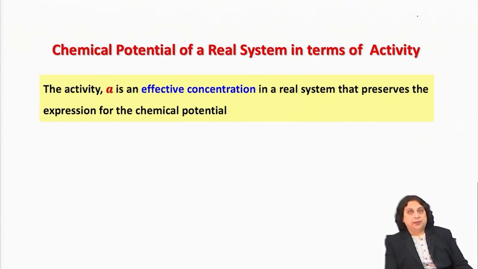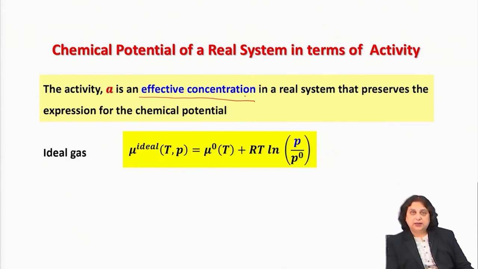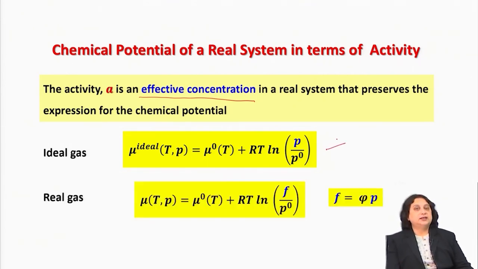Now, with this idea in our mind, let me then introduce the concept of activity in relation to writing down the chemical potential of a real system. And here is how we define the activity. The activity A is an effective concentration in a real system that preserves the expression for the chemical potential. The example that we have discussed in detail is that of an ideal gas. Since the ideal gas can be exactly written down for its chemical potential in this form, what we have done is we have shown that for a real gas, we can preserve this analytical form by introducing this quantity fugacity. And here, fugacity plays the role of an effective concentration or the activity in the case of real gases.